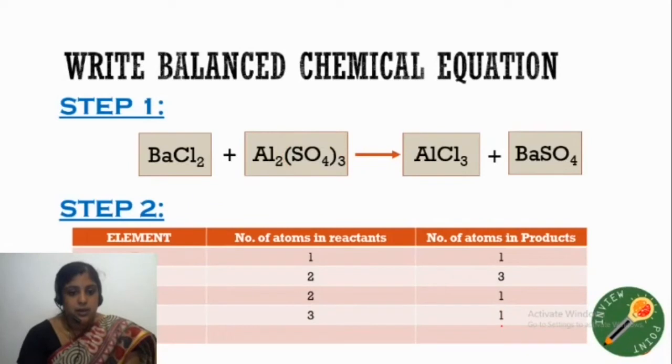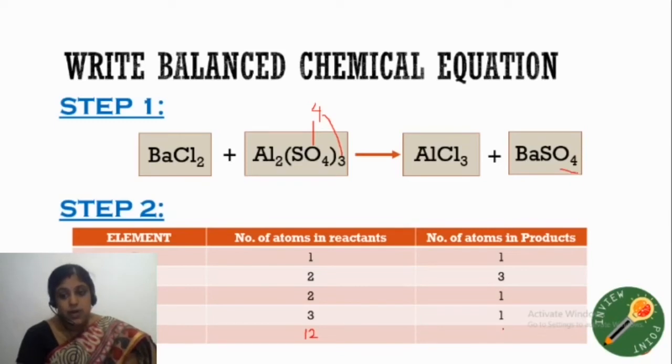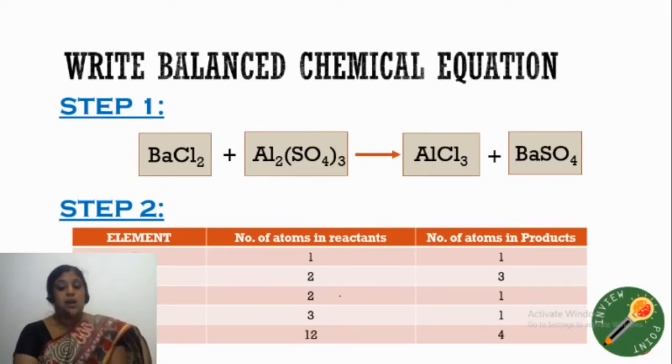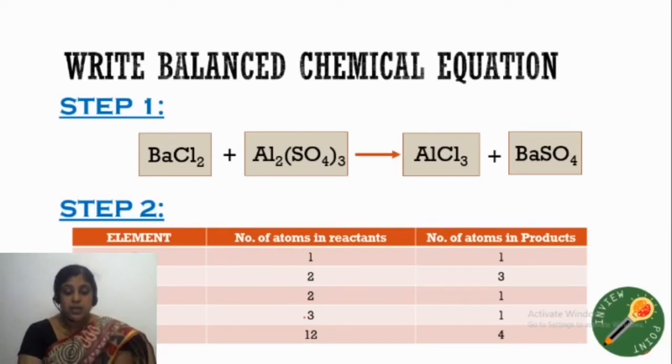Then find the number of oxygen atoms in the reactant side. Inside the bracket it is O4, right? So there are 4 oxygen atoms here. Then it is given thrice, so multiply this 4 with 3. 4 into 3 is how much? 12. And in the product side it is O4, so the number of atoms in the product side is 4. So see students, except barium, all the elements have unequal atoms in the reactant side and product side. So we can say that this equation is an unbalanced chemical equation.